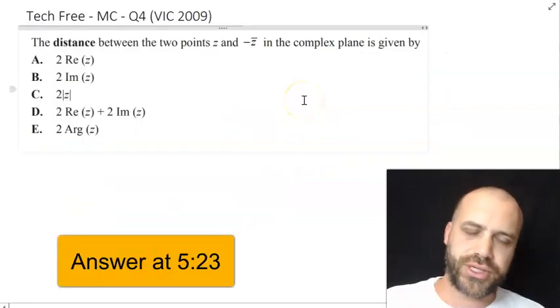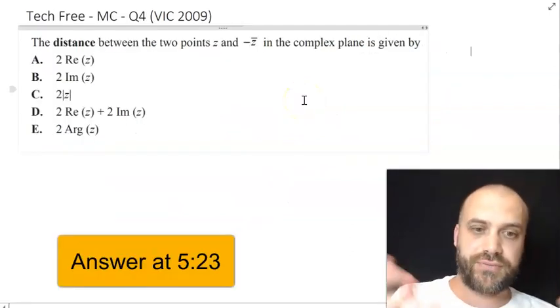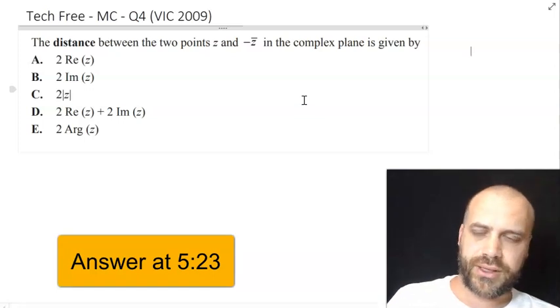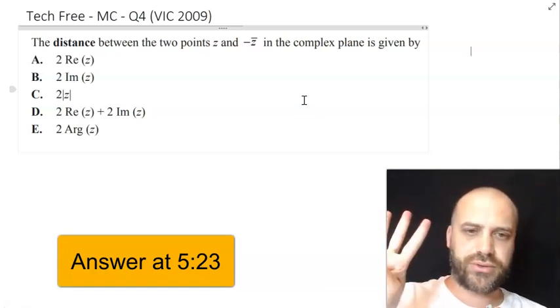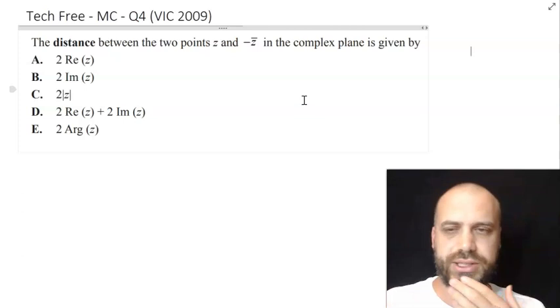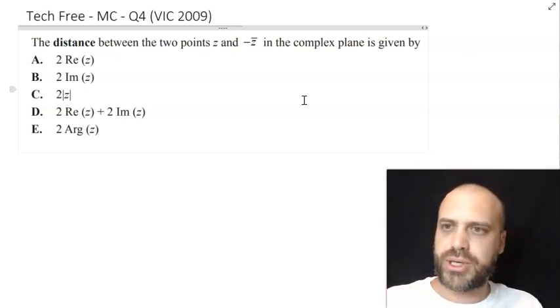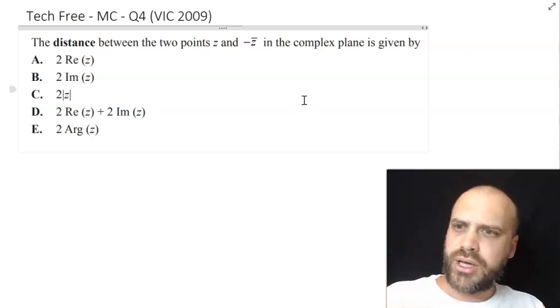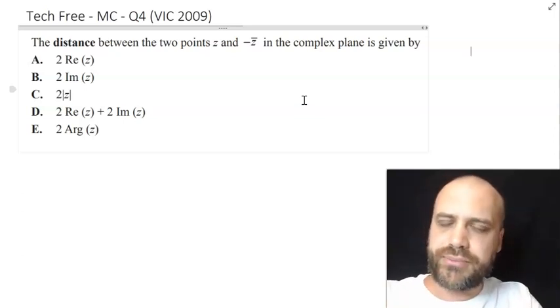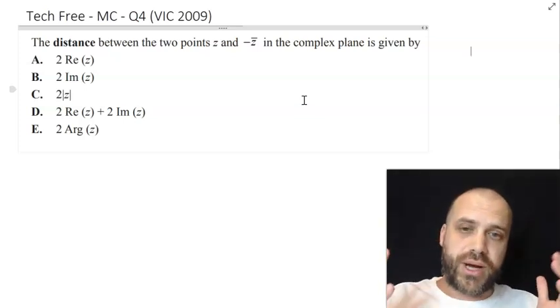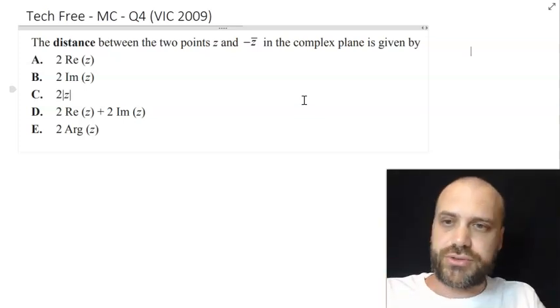We're still in Victoria, 2009. Give yourself 90 seconds. Alright, I'm going to solve this one in 3, 2, 1. Let's go. Alright, I have thought about this question because I really like this question. So I'm going to show you 2 different ways to get this done. This is the intuitive way that I would be approaching this, right?